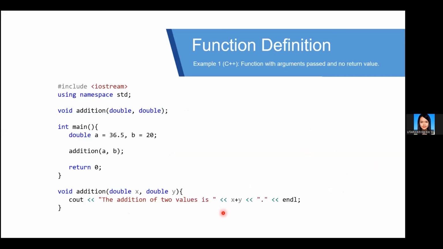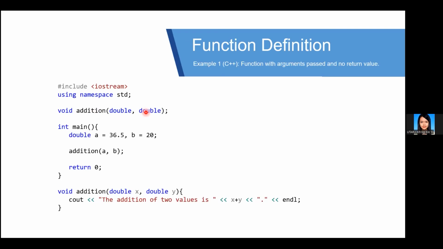I'm going to discuss 4 examples with you to show you how we can define the function correctly. So we look at the first one. We just start with a simple example. I want to find the addition of 2 numbers. You can see that again, the return type is void, which means that the function won't return anything. The function name is addition, and then 2 double here, which means that we are going to pass down 2 parameters with double as a data type to the function.